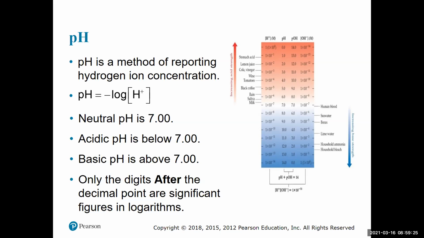If something has a pH below 7, we say it's acidic. If it's above a pH of 7, we say it's basic. The other thing about this is when we see, like in these examples where it's 7.00, in terms of significant figures, it's just the numbers to the right of the decimal that indicate that. The one in front, the 7, that's giving you a feel for what the exponent was on the concentration, okay?